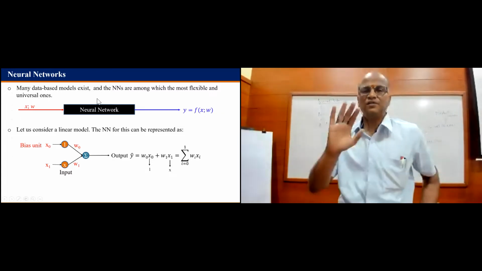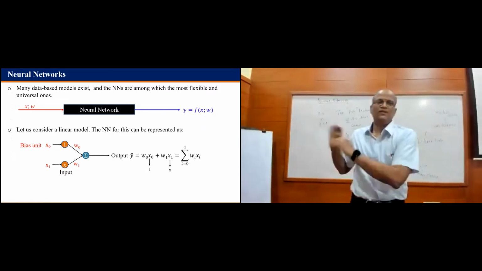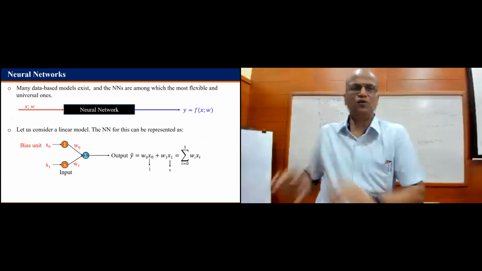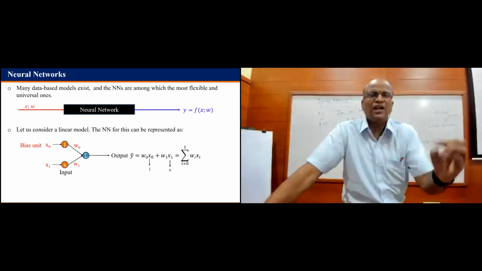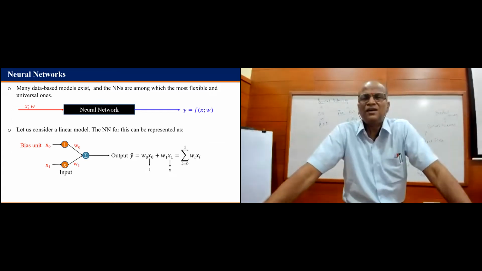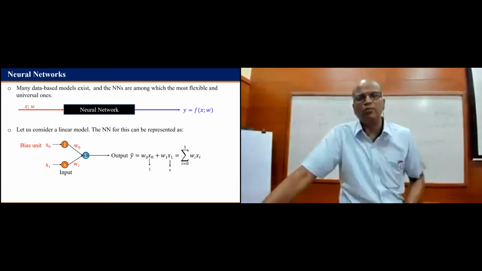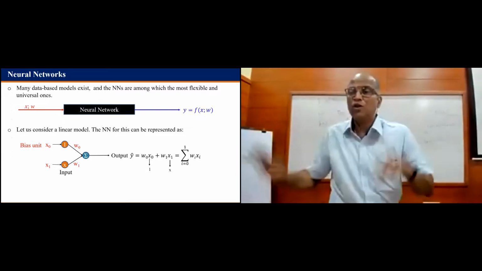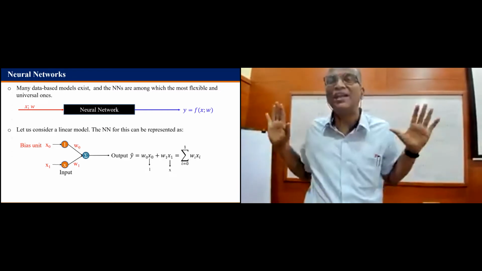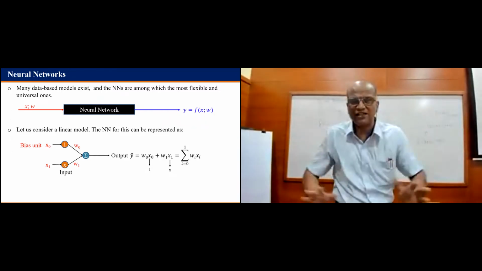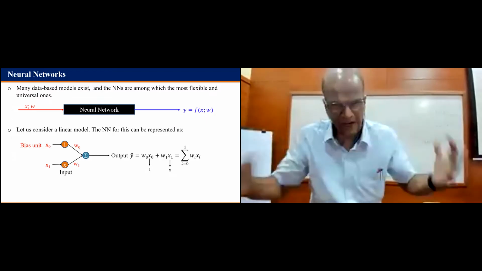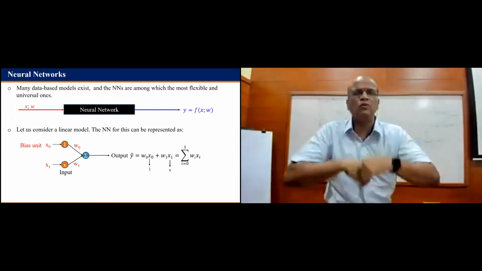Let us start with some notation. Let's go a little deeper now. Many data-based models exist, and NNs are among the most flexible and universal ones. I have deliberately put the neural network in black so that for now you may treat it as a black box. The goal of this lecture is to remove the black and make it white, so that it is very clear to you what a neural net is.